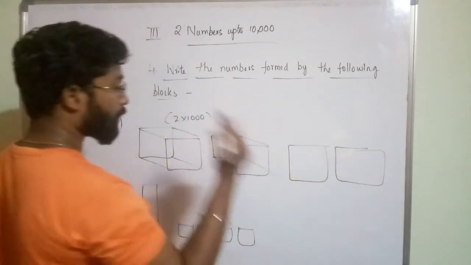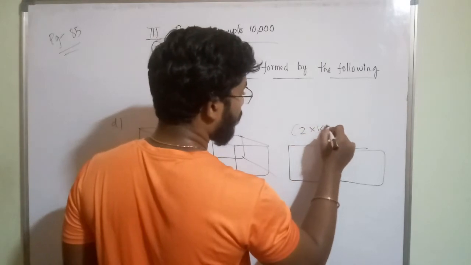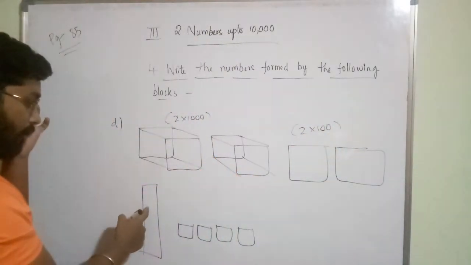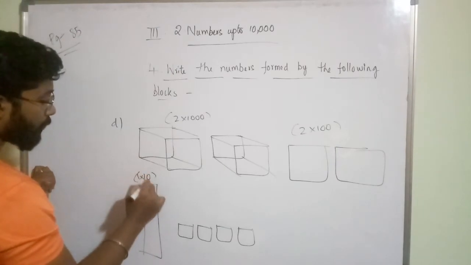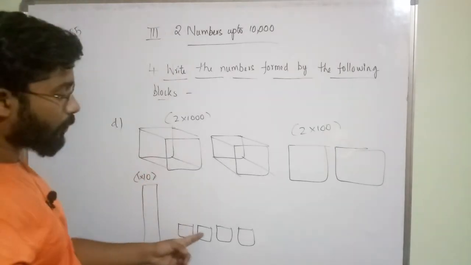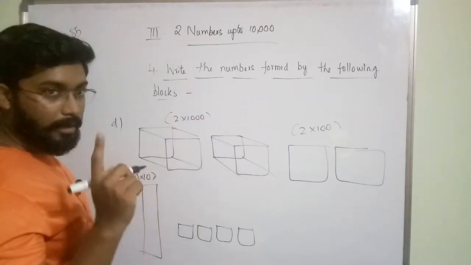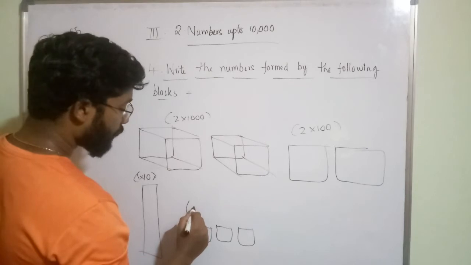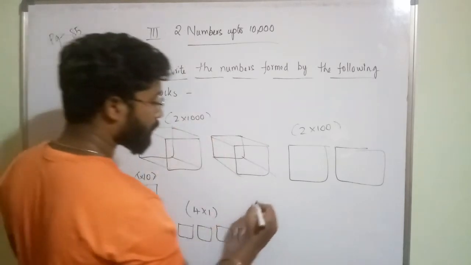Value of each square box is how much? 100. You are having 2, no? 2 into 100. Okay. So value of each tall box is how much? 10. 1 into 10. Okay. Value of each small cube, each of them value is how much? 1. You are having 4. So 4 into 1. So when you add all these, what you will get?